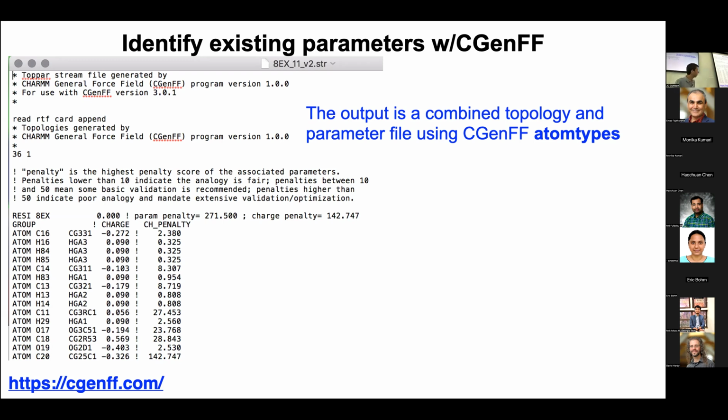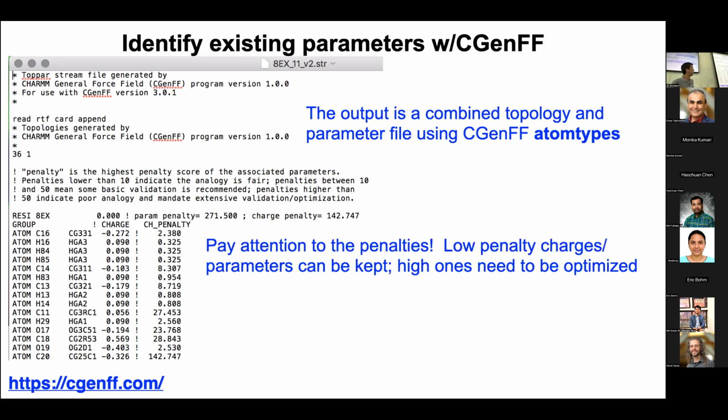So what are those numbers there? Those are penalty scores. Okay. So you want to pay attention to these. So low penalties mean the parameters are really good. So even though it's by analogy, it's good enough, and we would just use those. High ones, not so good.